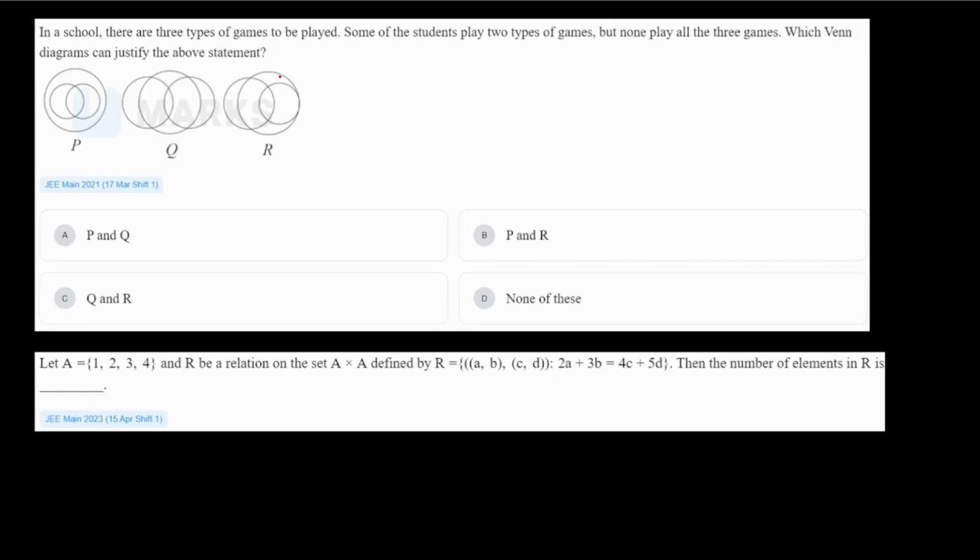Again, Venn diagram, an actual diagram is given over here. This was asked in the year 2021. And again, a number of elements question they have asked in the year 2023. In 2023, a lot of concepts were repeating, right, in a particular session itself.